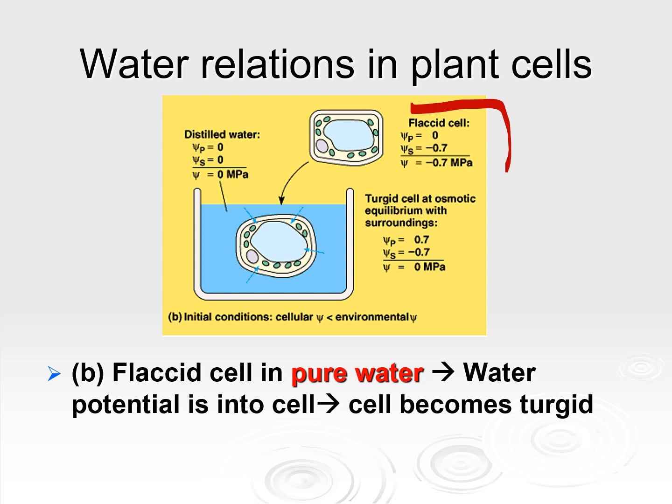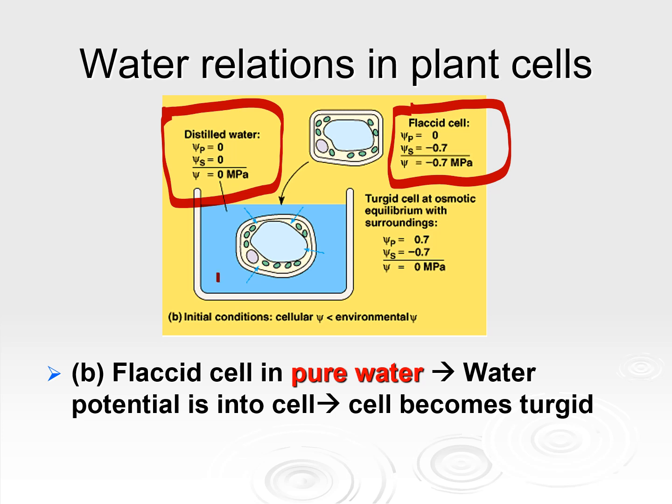This right here is what we call a flaccid cell. That means that it currently does not have any pressure inside of it, so the cell membrane is not being pushed up against the cell wall. The cell itself has a solute potential of negative 0.7, so the total water potential in that cell is negative 0.7. If I put it into distilled water in an open beaker, I would see that the water potential in that pure water is 0 megapascal. So which direction would the water move?